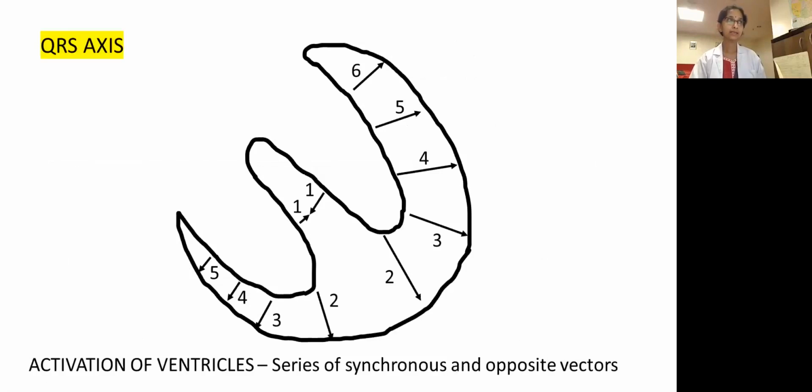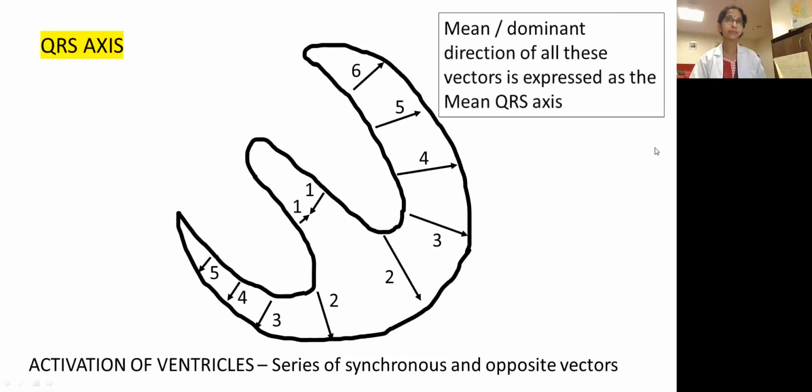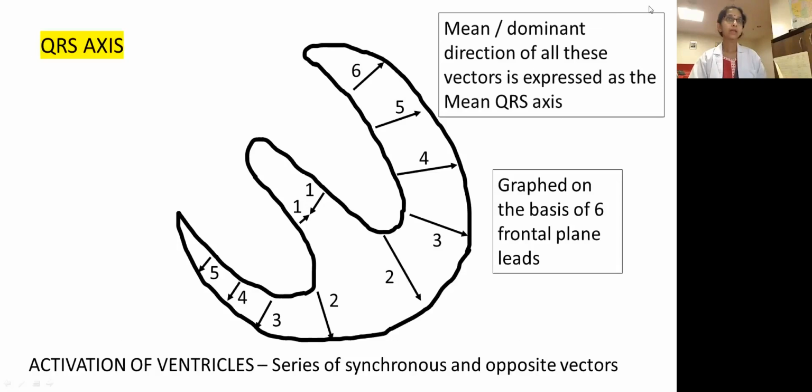So now we will start with an understanding of the QRS axis. As you know, the QRS is an understanding of the ventricular depolarization. The activation of the ventricles happens in a synchronous way, and you have multiple vectors happening simultaneously. As you can see here, the dominant vector initially starts in the interventricular septum, which is more left to right. And then there is a small vector from right to left. But the final concluding vector in the IVS is left to right.